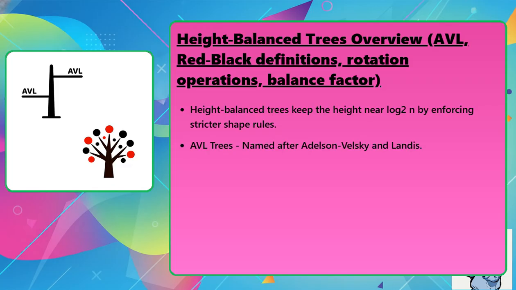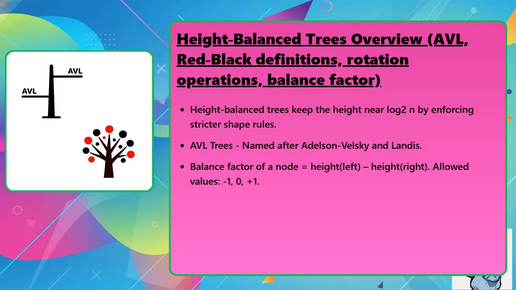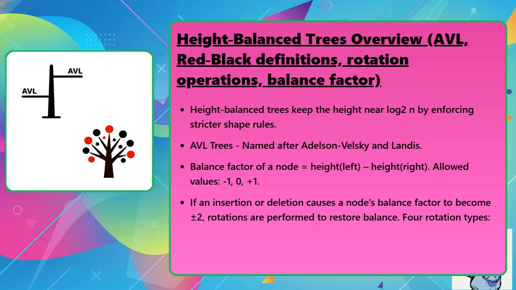AVL trees, named after Adelson-Velsky and Landis. Balance factor of a node equals height of left minus height of right. Allowed values are -1, 0, or +1. If an insertion or deletion causes a node's balance factor to become +2 or -2, rotations are performed to restore balance. There are 4 rotation types.